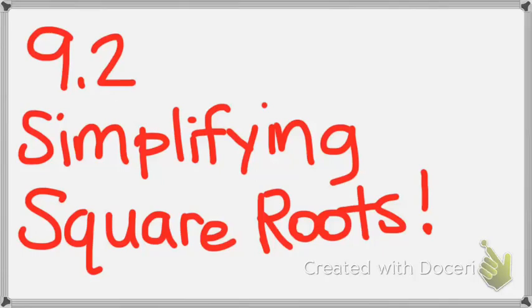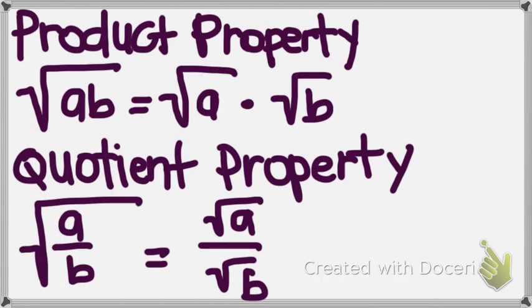Chapter 9, Lesson 2, Simplifying Square Roots. Today we're going to simplify radical expressions using two new properties, the product property and the quotient property.